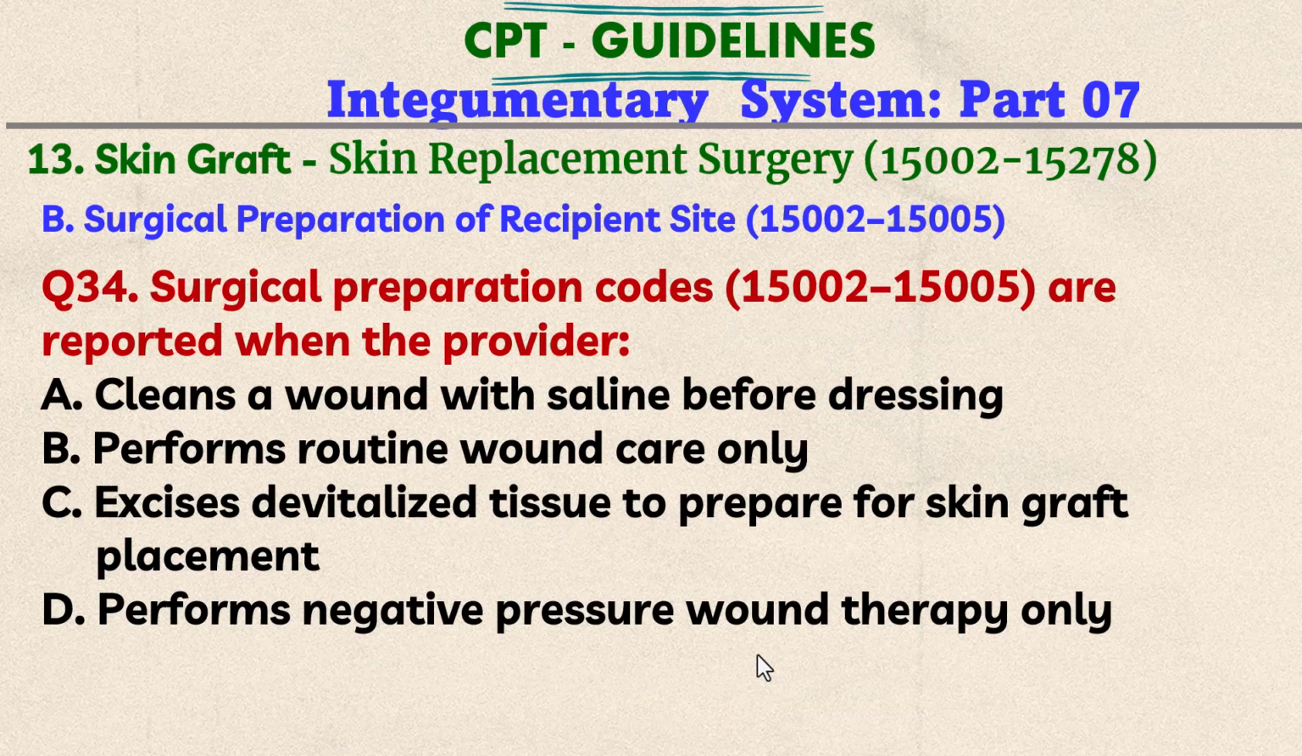So the question 34, this is the continuation of previous parts. Surgical preparation codes 15,002 to 005 are reported when the provider A. cleans the wound with saline before dressing, B. performs routine wound care only, C. excises devitalized tissue to prepare for skin graft placement, D. performs negative pressure wound therapy only. So think the answer. So here the correct answer is surgical preparation codes are used for excising devitalized tissue to prepare for skin graft placement.